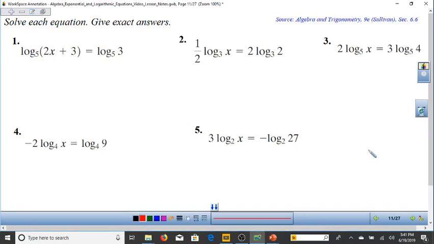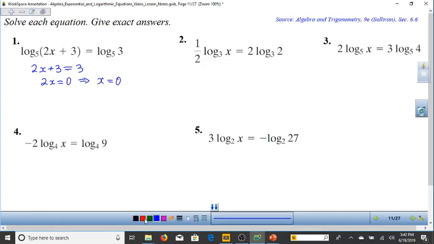So let's do a few of these quick examples here. First, we need to make sure that we have a log of an expression equal to a log of an expression, and the logs must be of the same base. In this case, the base is both 5, so that means the inputs are equal. So we have 2x plus 3 is equal to 3. I can now solve that equation very simply. Subtract 3 from both sides, and then divide by 2. So x is equal to 0.